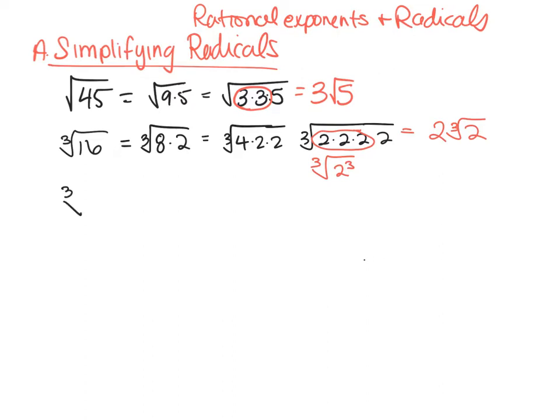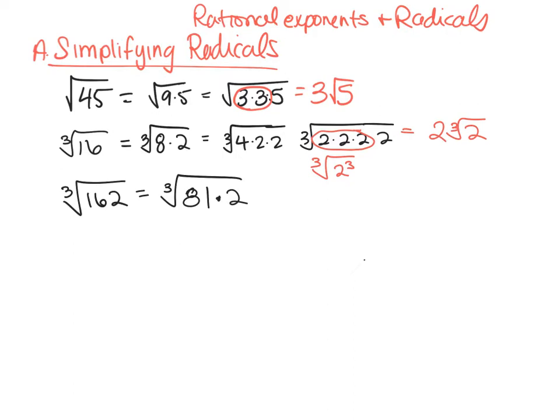Let's do the cube root of 162. It's not a perfect cube, right? So, well, 162 we know is divisible by 2, right? Because it's even. So let's start there. If I divide it by 2, 16 divided by 2 is 8, and 2 divided by 2 is 1, so it's 81 times 2. That's 9 times 9.